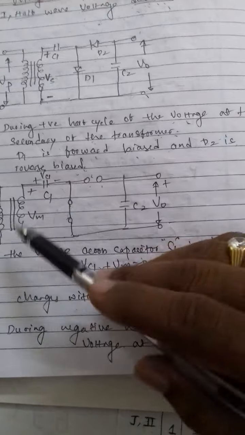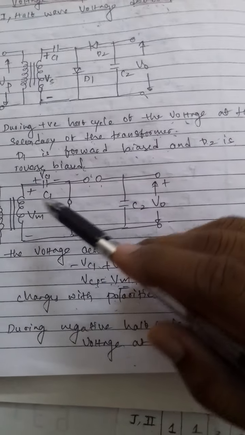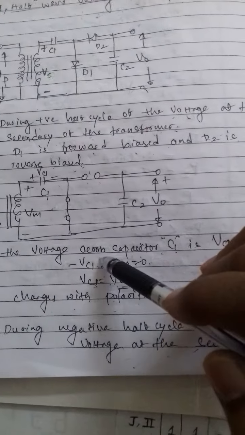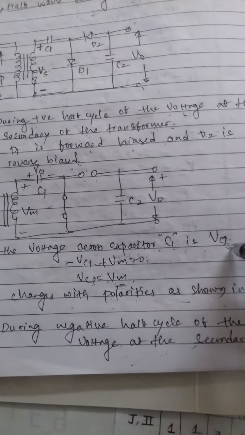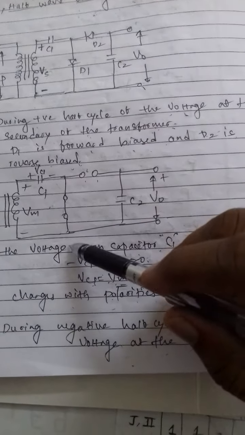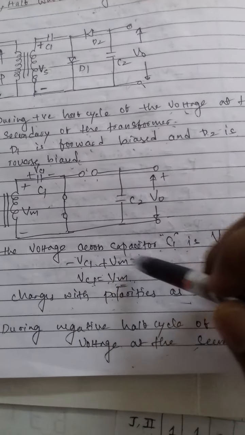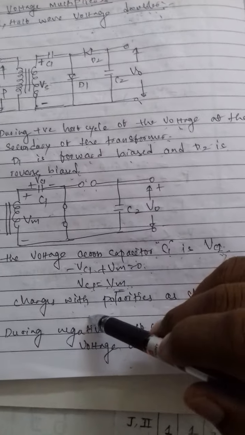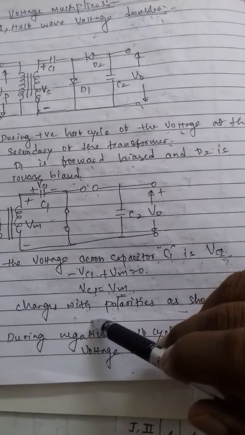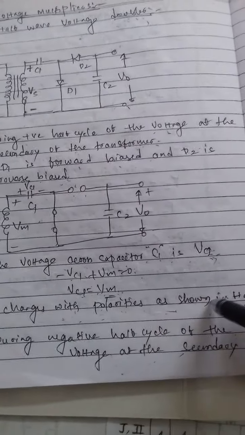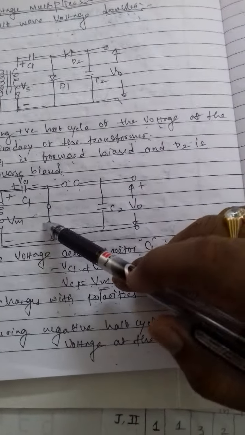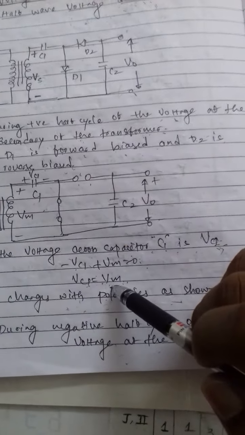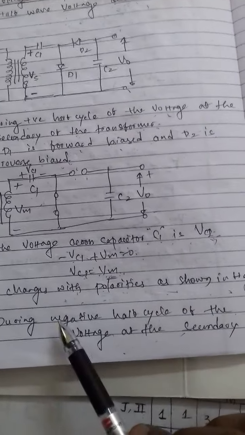Here if KVL is applied to this loop, the voltage across capacitor C1 is VC1: minus VC1 plus VM is equal to 0. VC1 is equal to VM, because the capacitor charges with the polarities as shown in the figure. Here the voltage across this capacitor is equal to the peak value of the voltage.